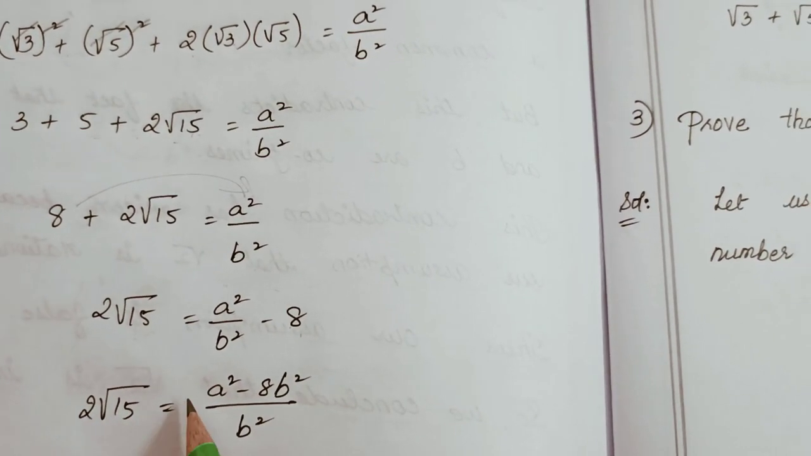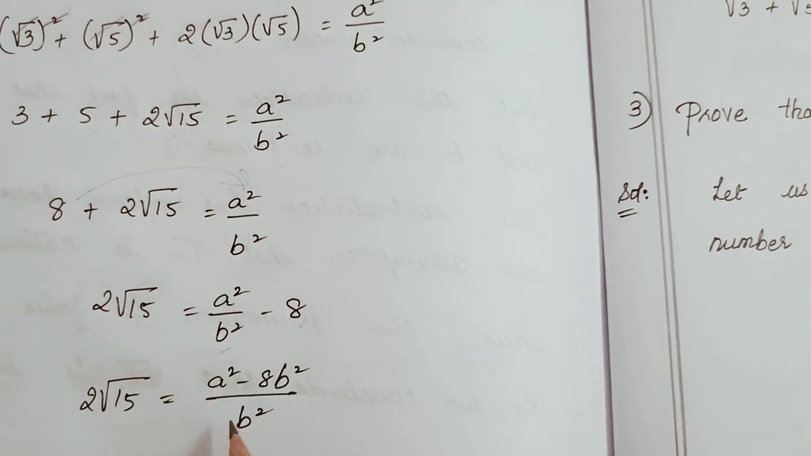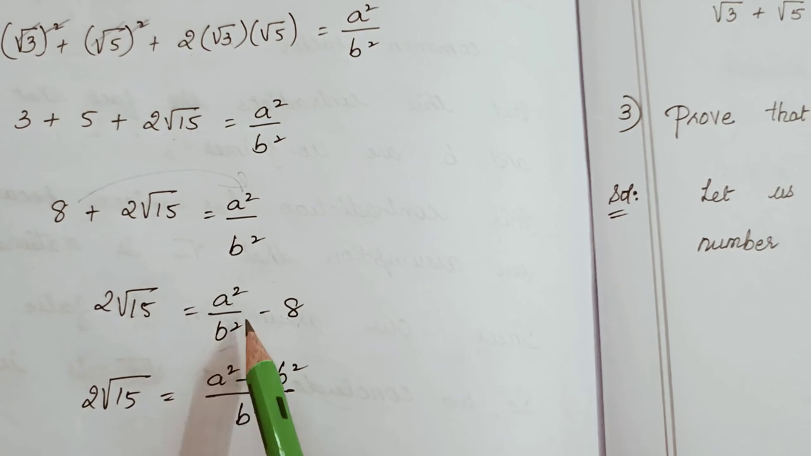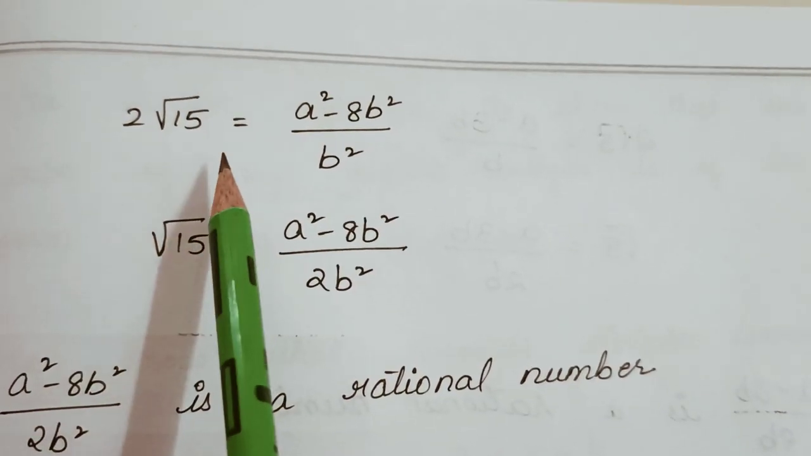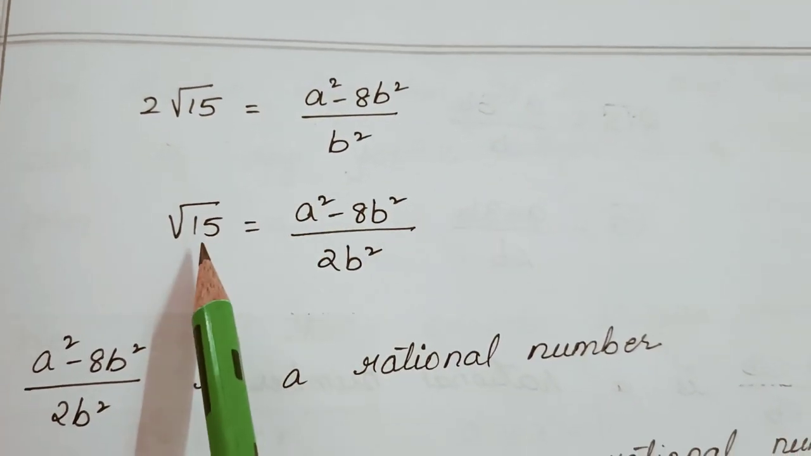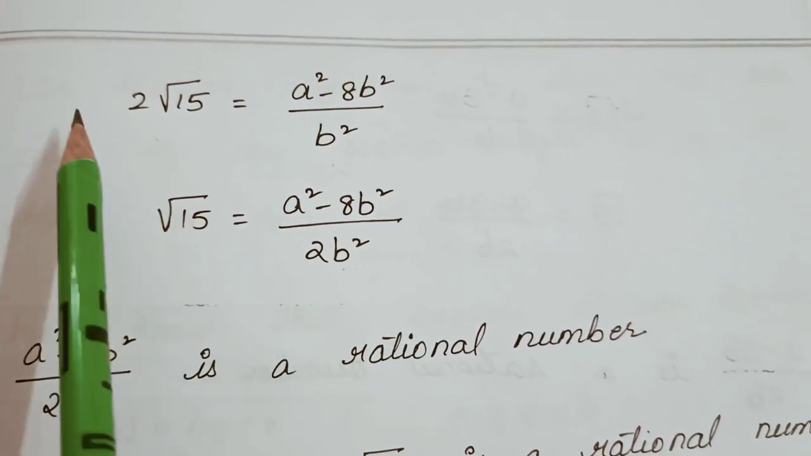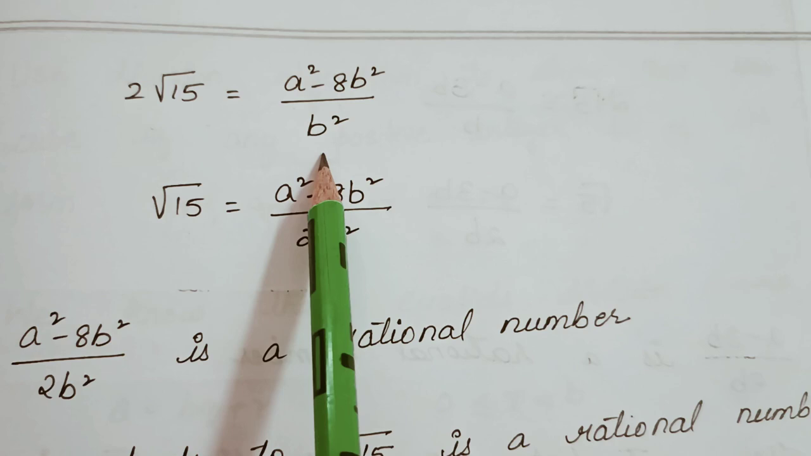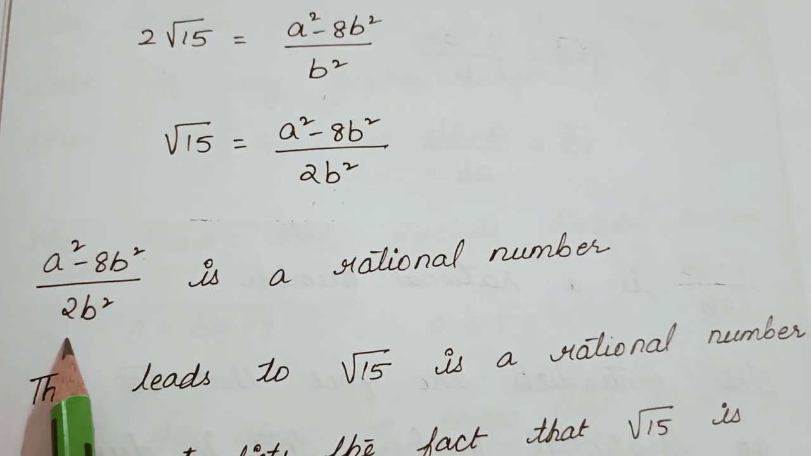2 root 15 is equal to, this is a fraction and this is a number. So take the LCM. The LCM will be b square. So 2 root 15 is equal to a square minus 8b square by b square. Then root 15 is equal to a square minus 8b square by 2b square, as this 2 goes in the denominator of that side.